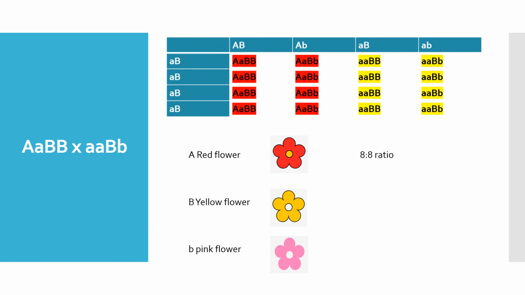For the second example, we are going to have a big A, big B, crossed with a little a, big B, little b. For this example, half of them, 8 of them, are going to have one big A, which is going to result in a red flower. And then half of them have no big A, but at least one big B, which results in 8 yellow flowers.